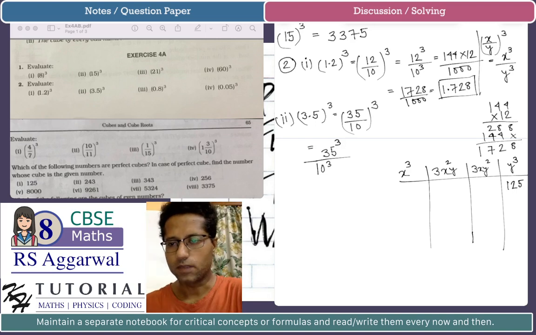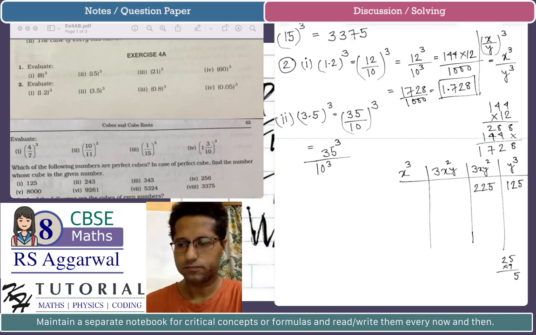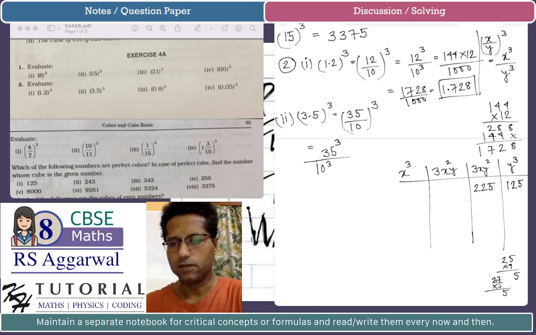So 125, and 3xy square will be 9 times 25, 25 into 9, which is 225. And 3x square y will be 27 into 5, which is 135, and x cube is 27.